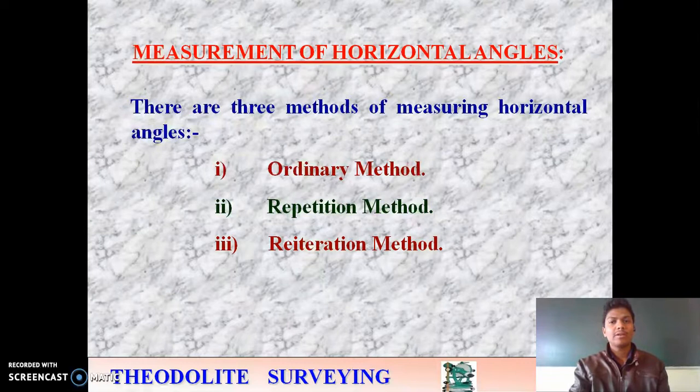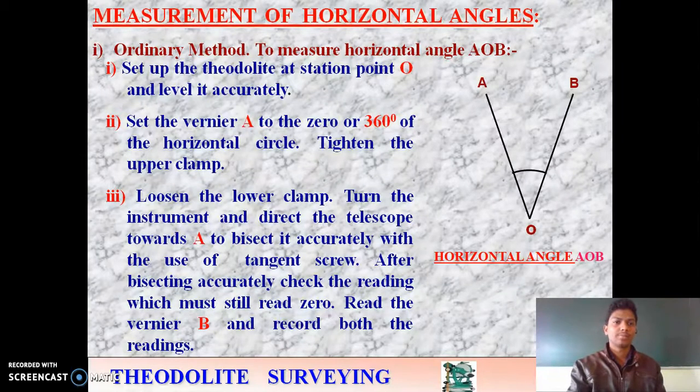Now, measurement of the horizontal angle. There are three types of measurement: ordinary method, repetition method, and reiteration method. We know about the ordinary and repetition method. Ordinary method. First, the process of the ordinary method to measure the horizontal angles: first, set up the theodolite at station O and level it accurately.